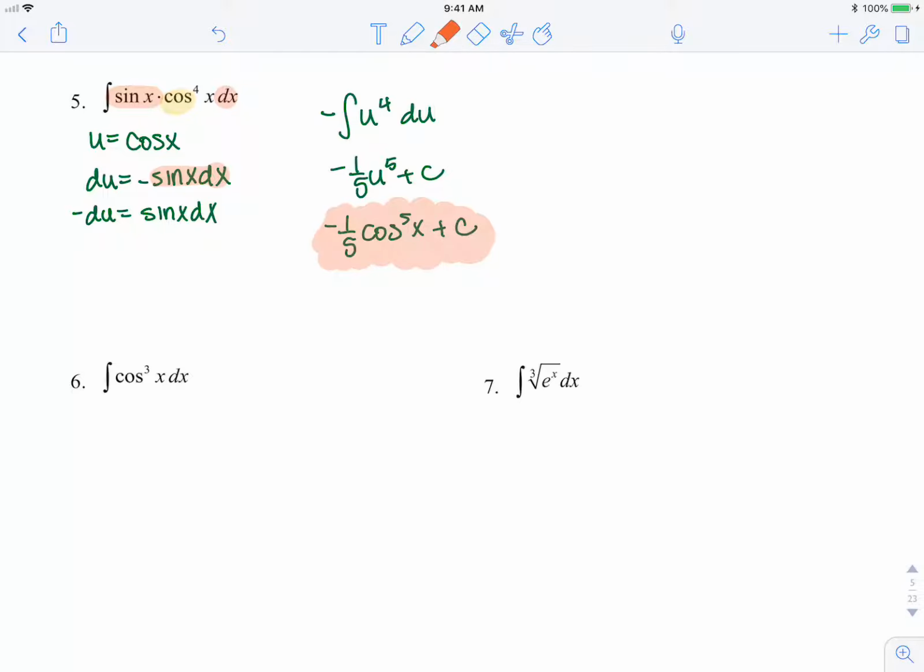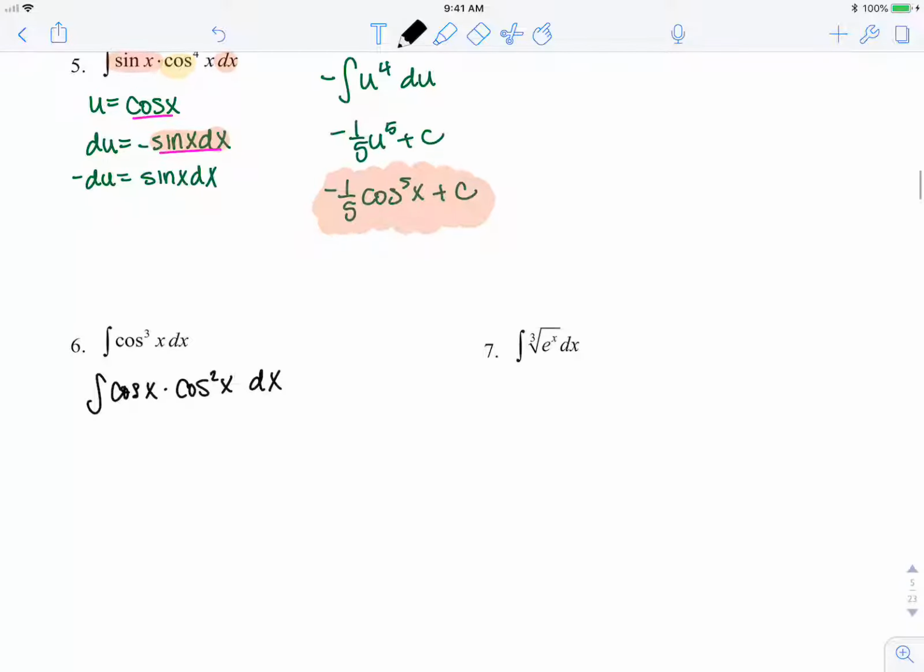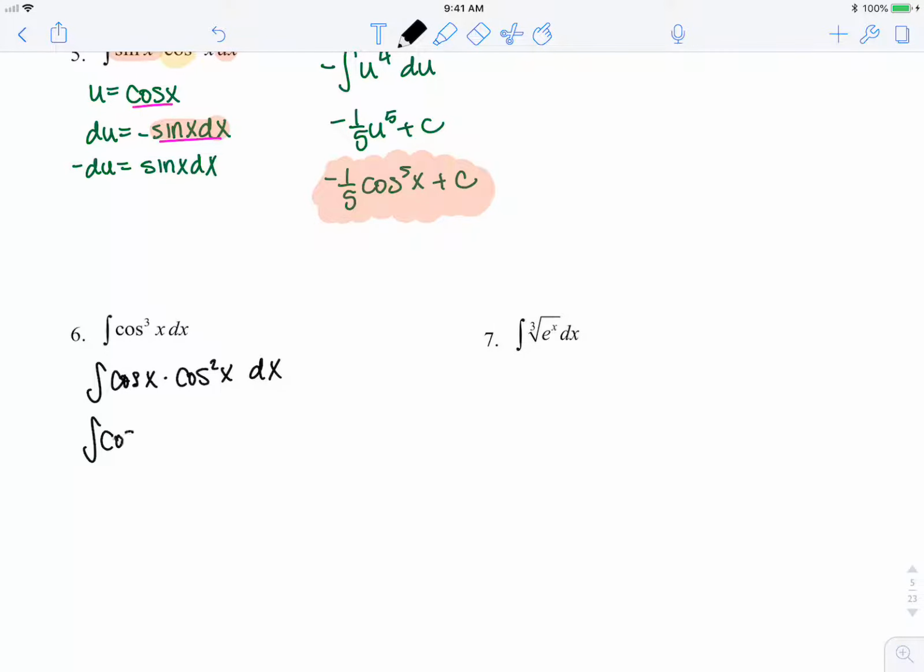So now, looking at number 6, same kind of idea, but keep in mind that if we're going to have trig, like u, the derivative, sine u, or sine x better said, needs to be somewhere there, and this isn't happening here. So what we can do in this problem is use a little trig identity. So we can break this down to be cosine x multiplied by cosine squared x dx. And then we use the identity that cosine squared x is 1 minus sine squared x dx.